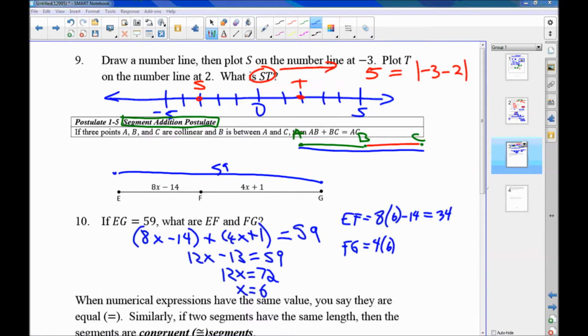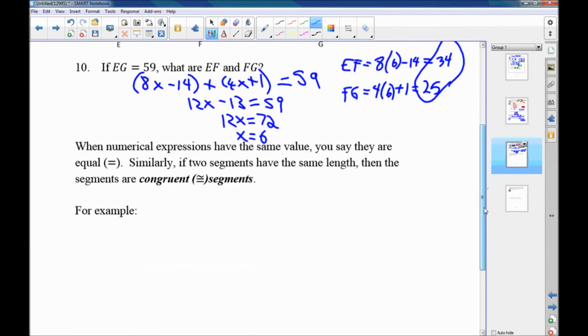It's going to be 4 times 6 plus 1. 4 times 6 is 24. 24 plus 1 is 25. Notice that these two numbers add up to how much? Oh, 59. Okay, so I knew already if one of them was 34, the other small one should have been 34 subtracted from 59, which would be 25. Okay, all right, but I wanted to show it algebraically.